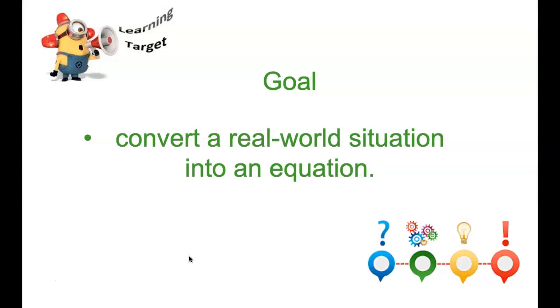Okay, so for today's lesson, your learning goal or target is to learn how to convert a word problem or real world situation into an equation. And this is very important.